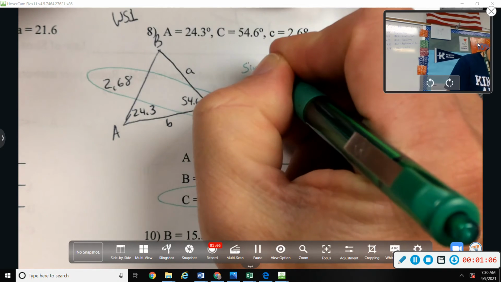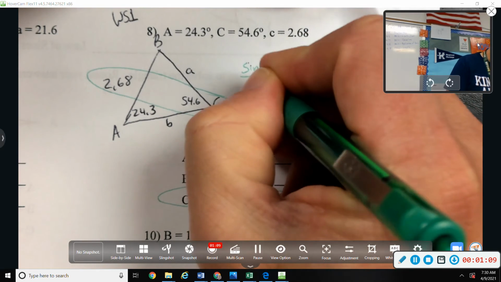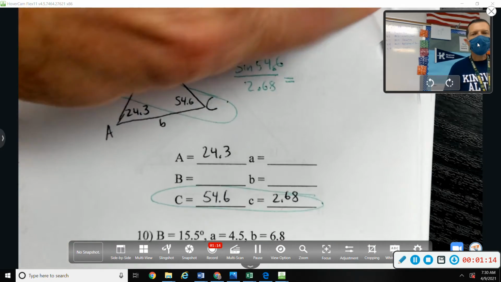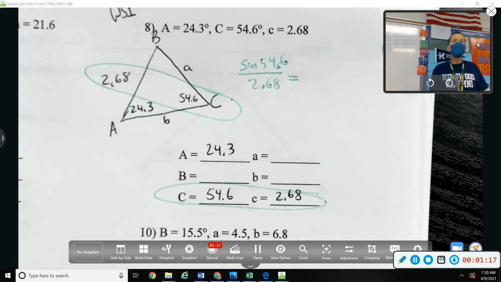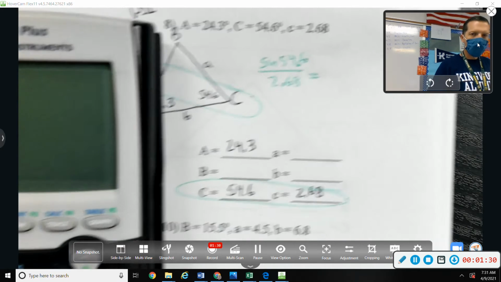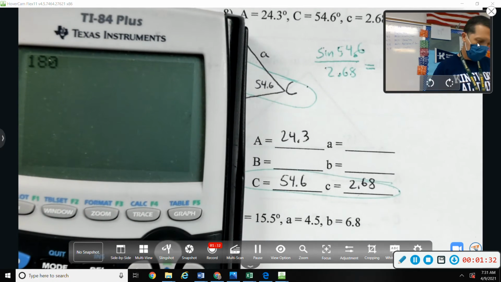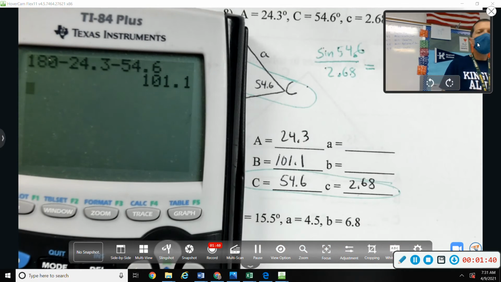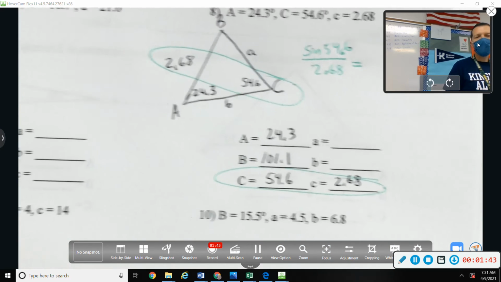So sine of 54.6 over 2.68 equals, oh, you know what? We could have done something else first, an easier thing. What could we have found first? The other angle. That would have been easy to do. So 180 minus the angles that we know. That's just old geometry stuff there. 101.1 for angle B.